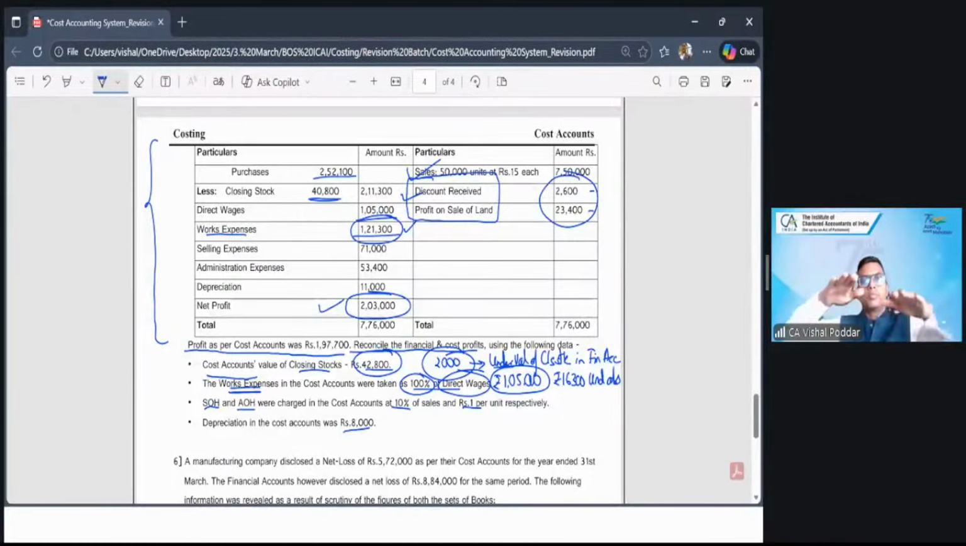Now again, the impact. In financial books, the expenses are higher as compared to costing books. Now, if expenses are higher in financial books, what is the impact on financial profit? The profit would be lower. So the impact of this adjustment is that the profits are lowered in financial books as compared to costing books. Again, our starting point is financial books. So add.